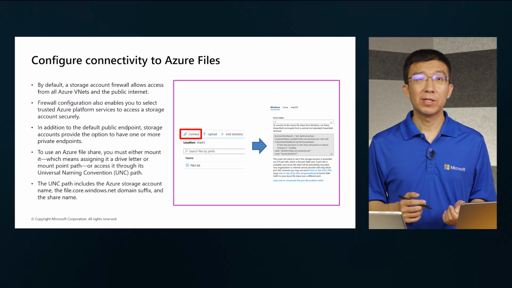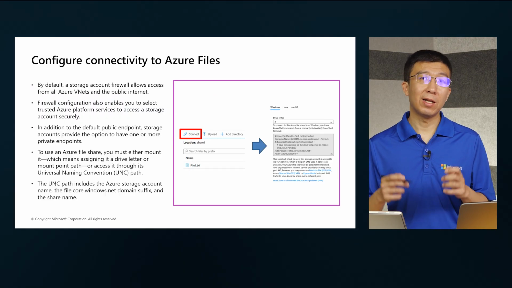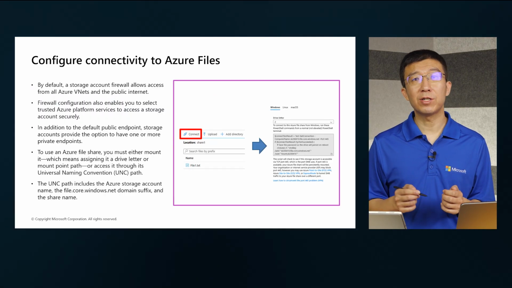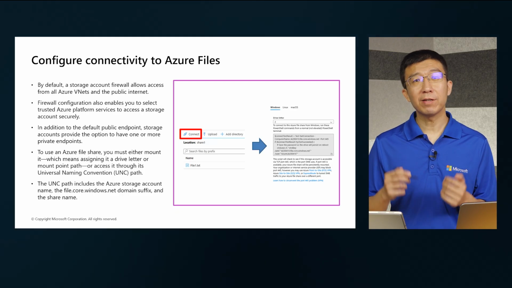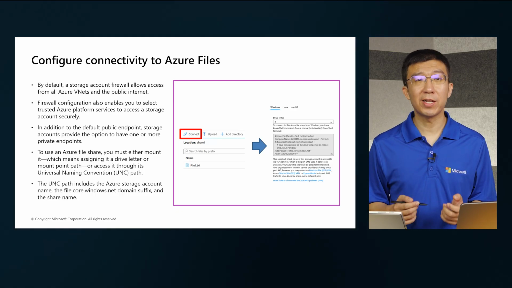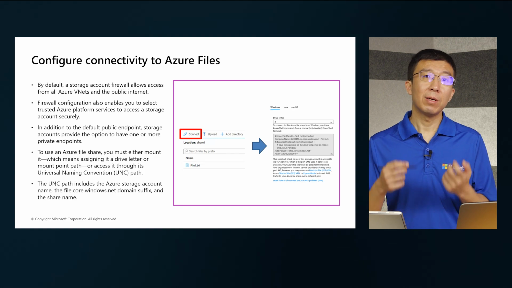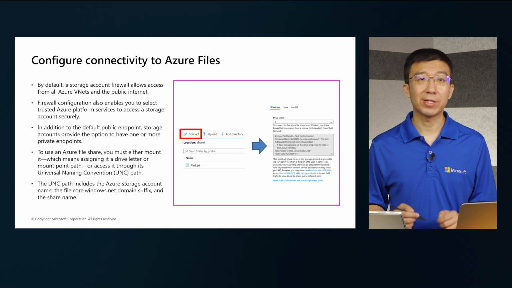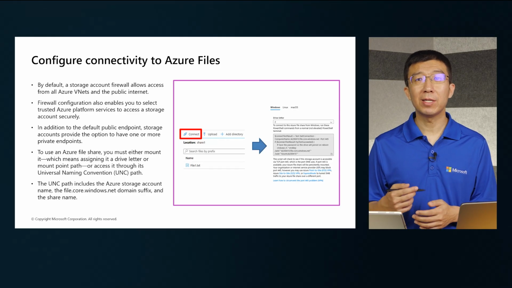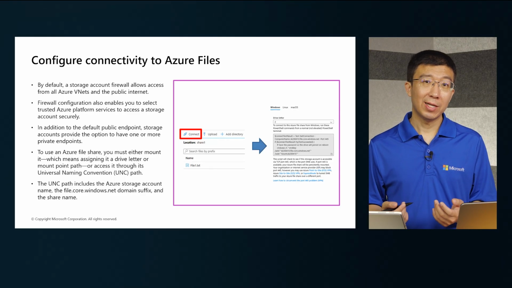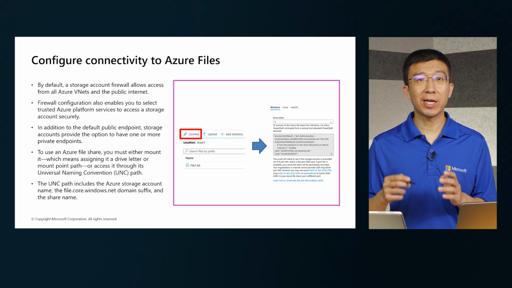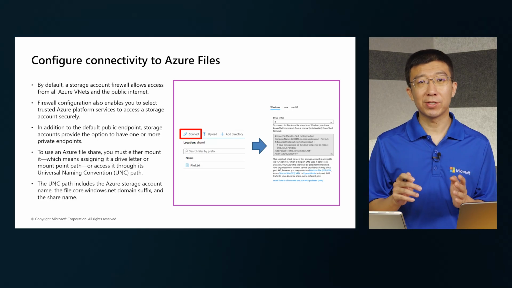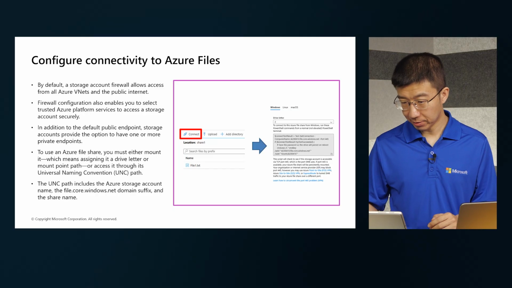By default, storage account firewalls allow access from all Azure VNets and the public internet. You can configure firewalls for trusted Azure services and set up private endpoints for secure access. To use an Azure file share, mount it as a drive or access it via UNC path, which includes the storage account name, domain suffix, and share name.